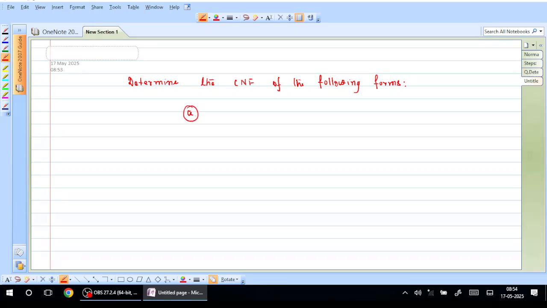Number one, P implies Q implies P, and I have to go for it. First of all, I can see two conditionals are there. First I handle this conditional, next I will handle the next one. So when I handle it, I get negation of P join Q, as I have already explained, and it's a conditional.